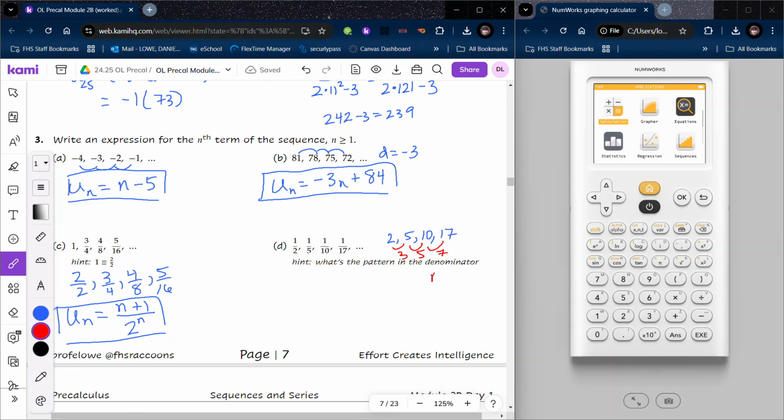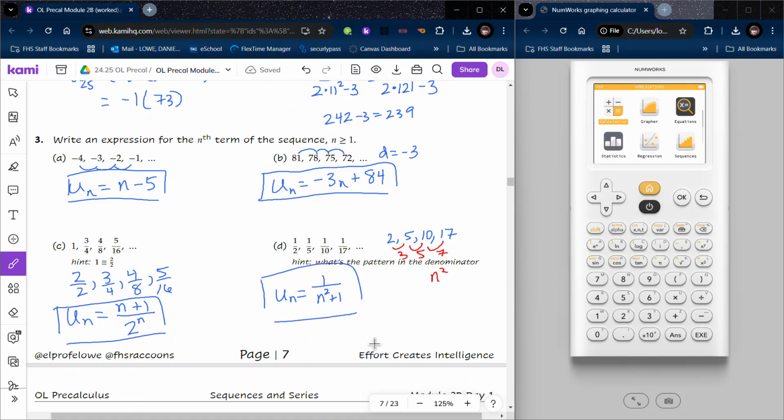So that means that because the second difference is the same, I'm going to be based on n squared. And if I think about n squared, this seems to be the denominator is going to be n squared plus 1. So I'm going to have u sub n is going to be 1 over n squared plus 1.